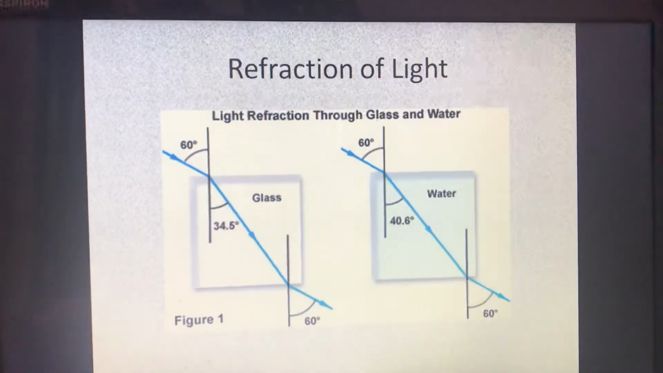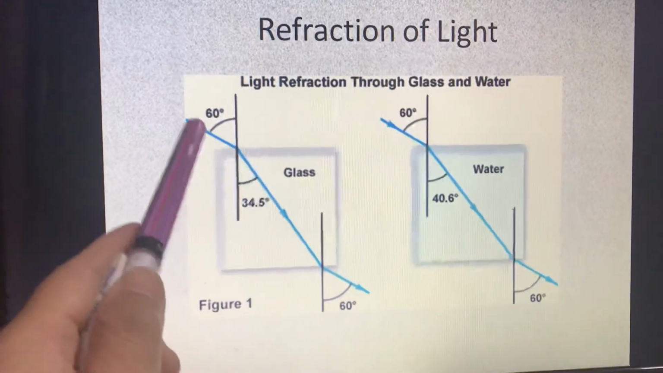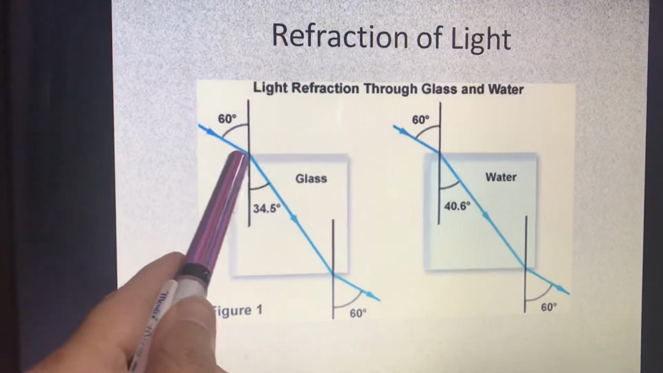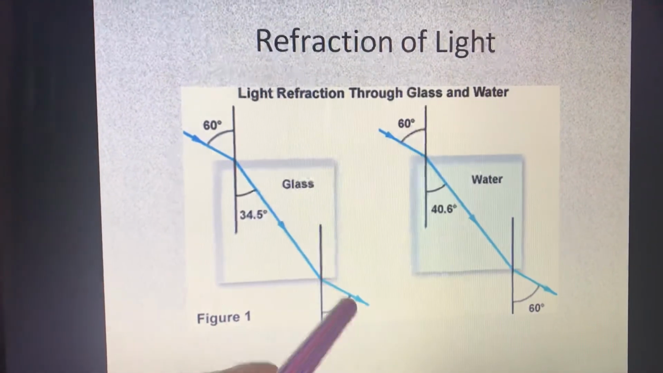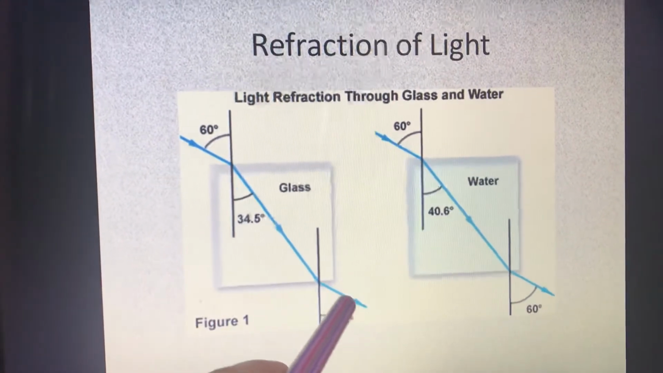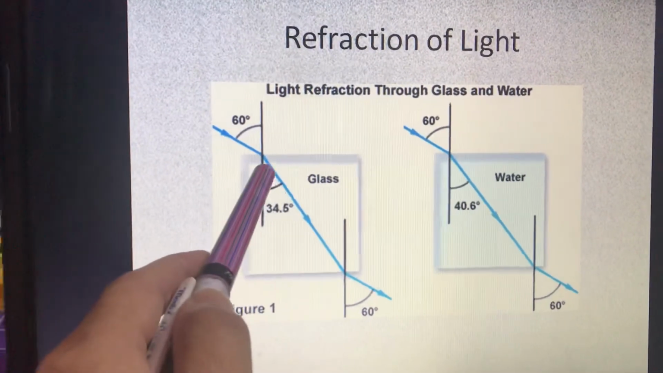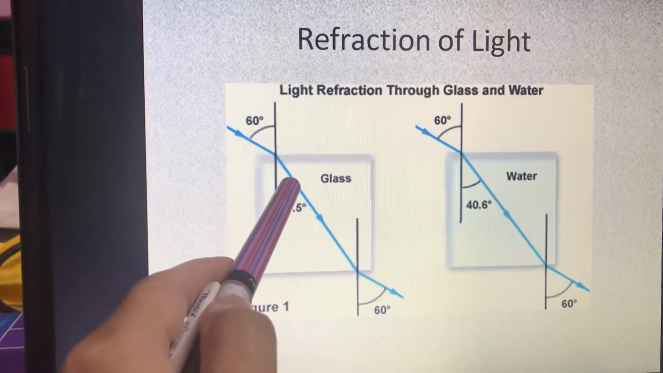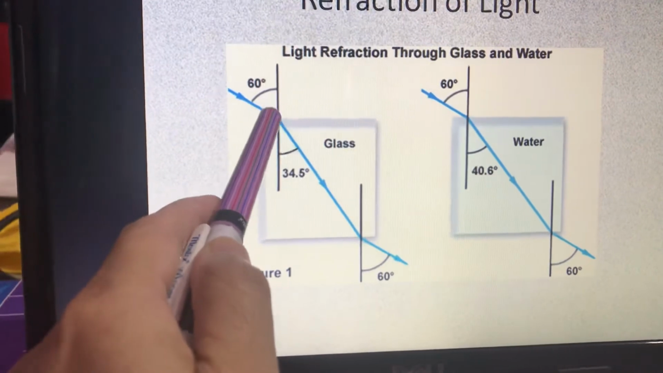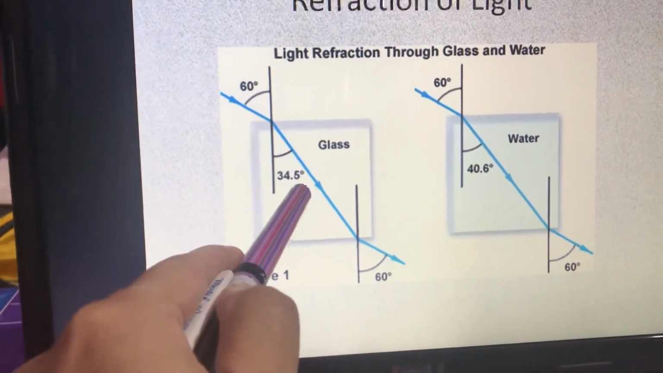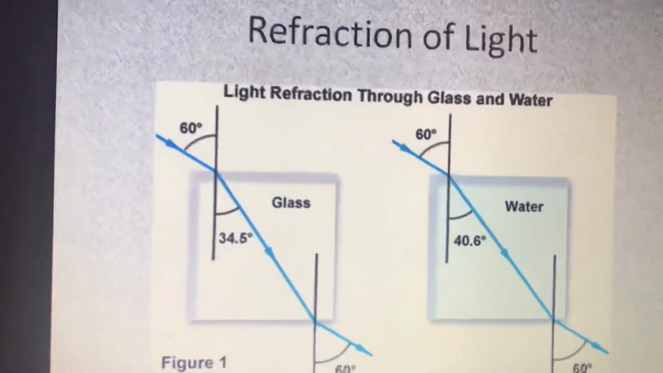Now, when a ray of light enters from one medium to another, it bends, its direction changes. When it is emerging, you can see this ray will be a straight line from here to here, but when it is in the glass, it bends in some direction. The angle of incidence here is 60 degrees, but the angle of refraction is 34.5. It means it bends towards the normal, right?